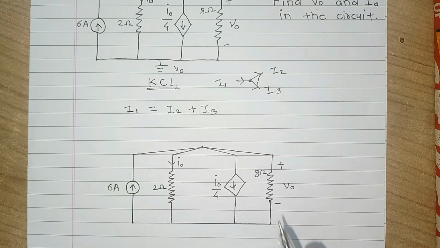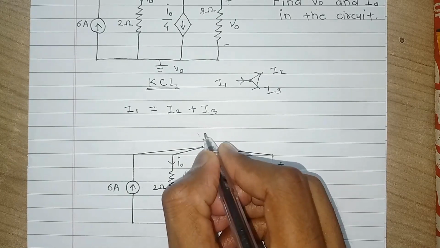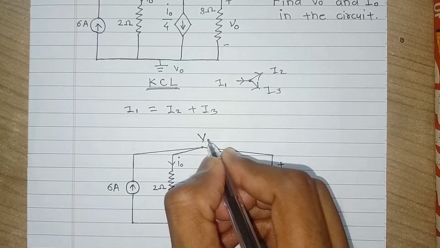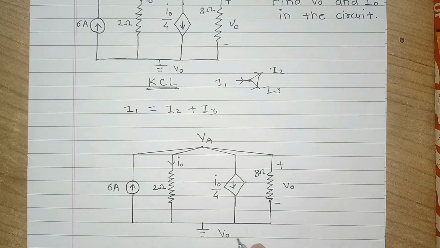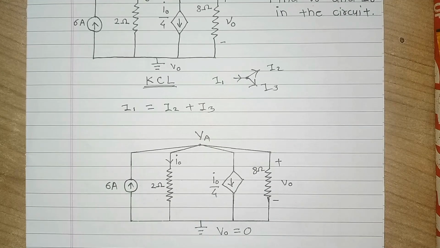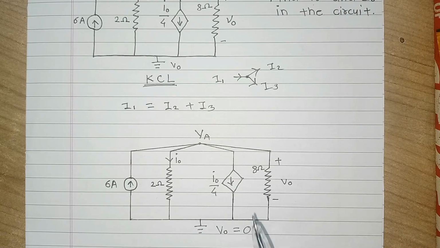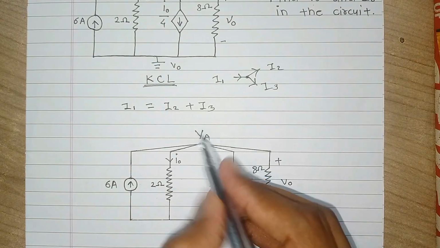Now we will consider a node here. Let us give it the name VA, and this is the only single node in this example. Another node is the ground node. Consider it as V0. The voltage of this node is equal to 0 because it is grounded. So we will apply Kirchhoff's current law at this node.